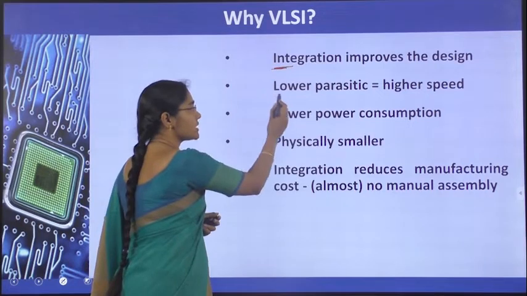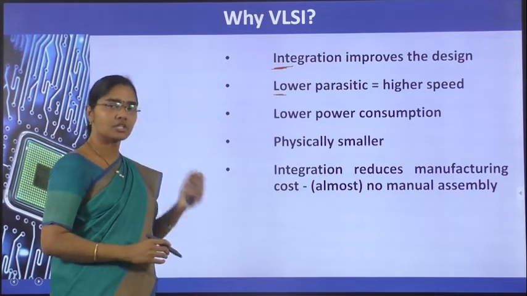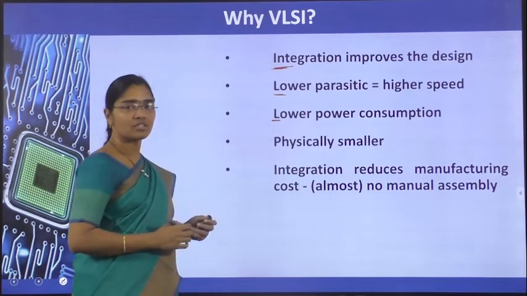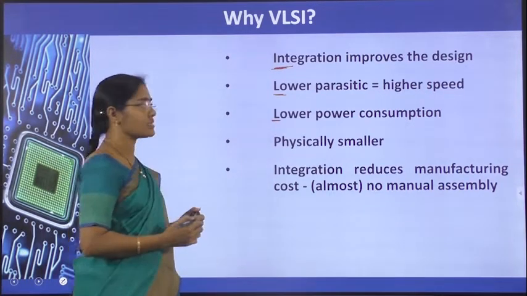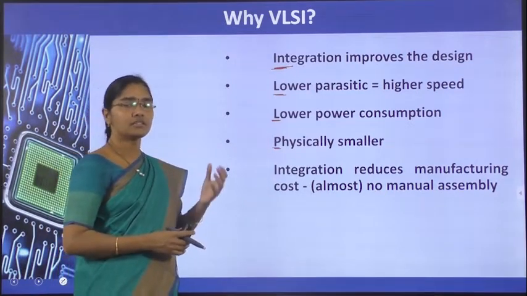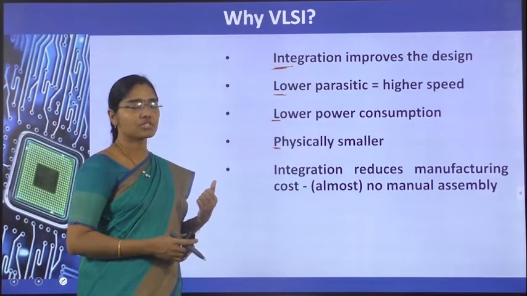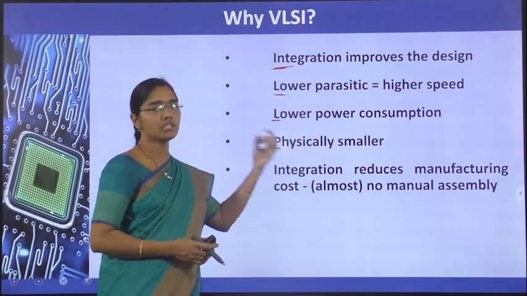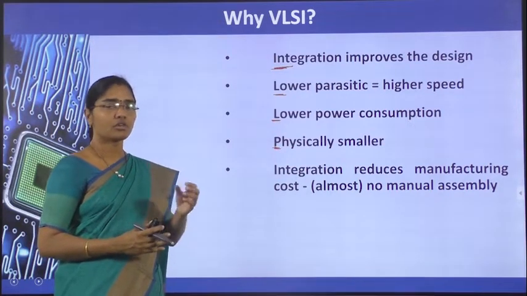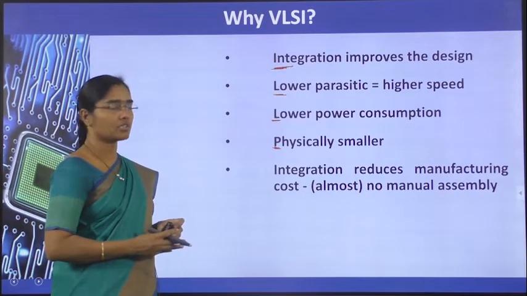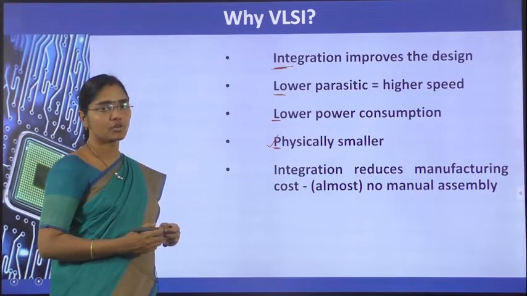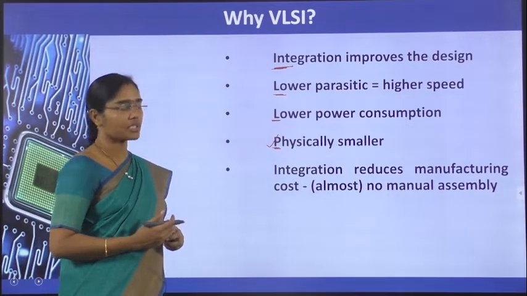Because of the low parasitics, it is giving higher speed. And because of the integration, it has low power consumption. And because all the same type of components are on the same single floor, it is physically smaller. Having more transistors on a small chip, implementation is possible with VLSI. So it is physically smaller when compared to discrete components.